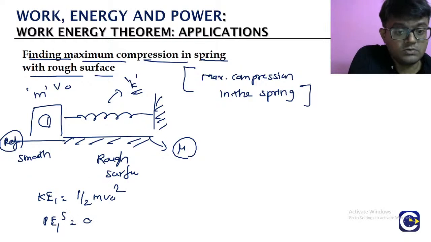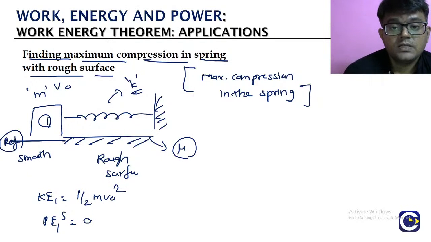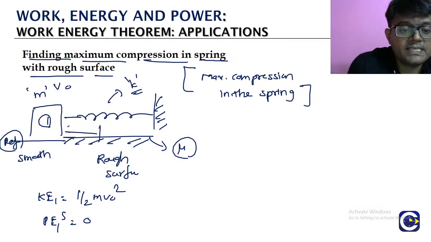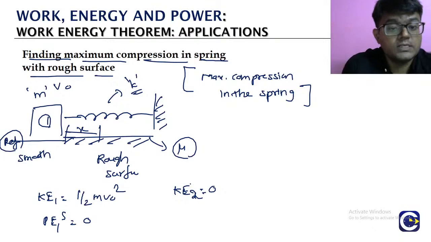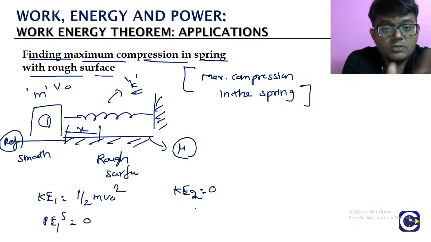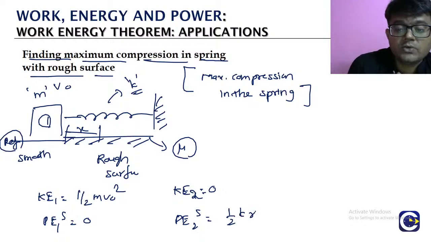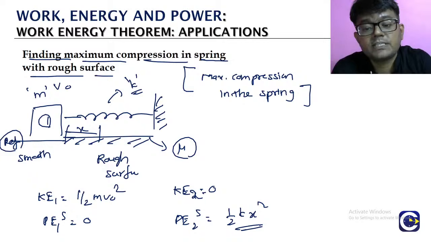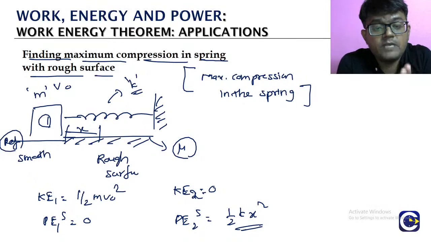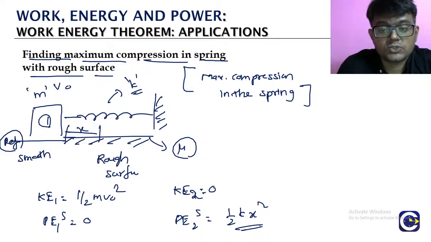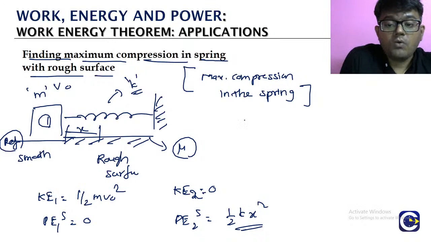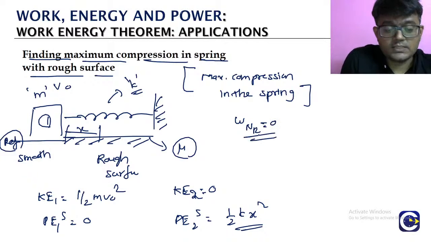Initially spring potential energy is 0, because the spring is assumed to be in the natural state. When it is compressed by a value x, final kinetic energy of the block is 0. Maximum compression means the block will come to rest. Final spring potential energy is half into k into x square, right? Because it is compressed by value x, spring potential energy is half kx square. Now here work done by normal reaction will be 0. Why? Because the block is moving along the plane. Normal reaction is perpendicular. That is okay.